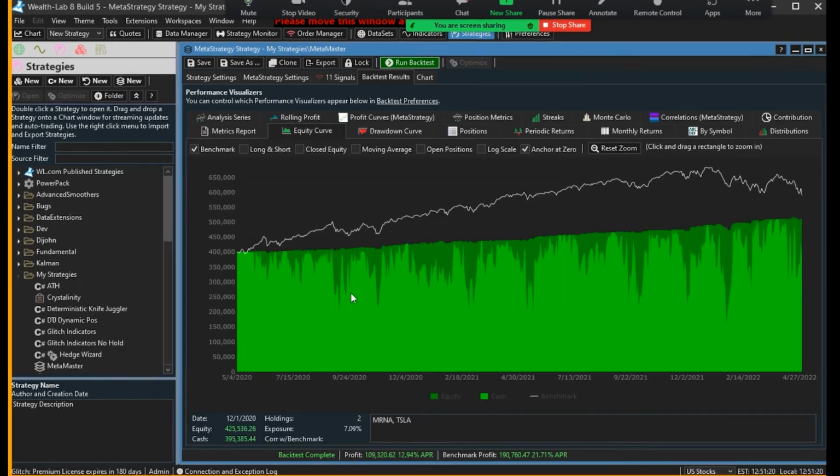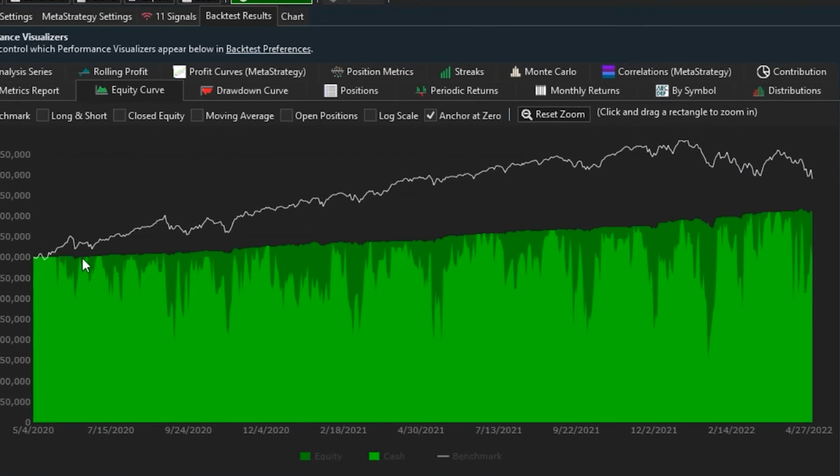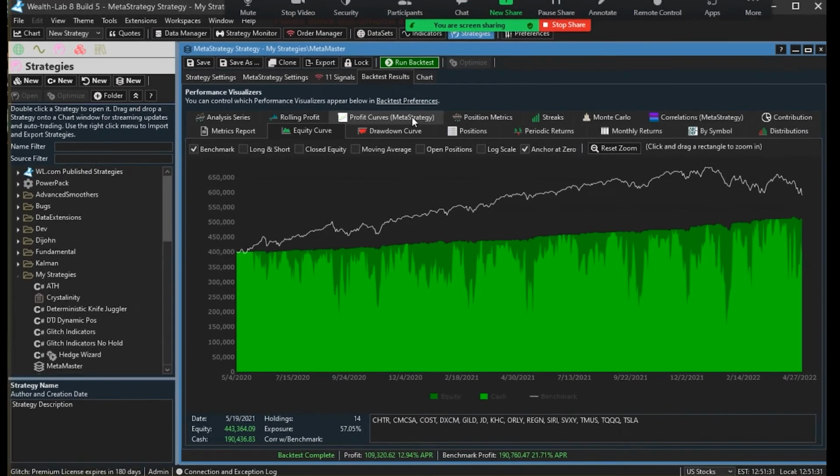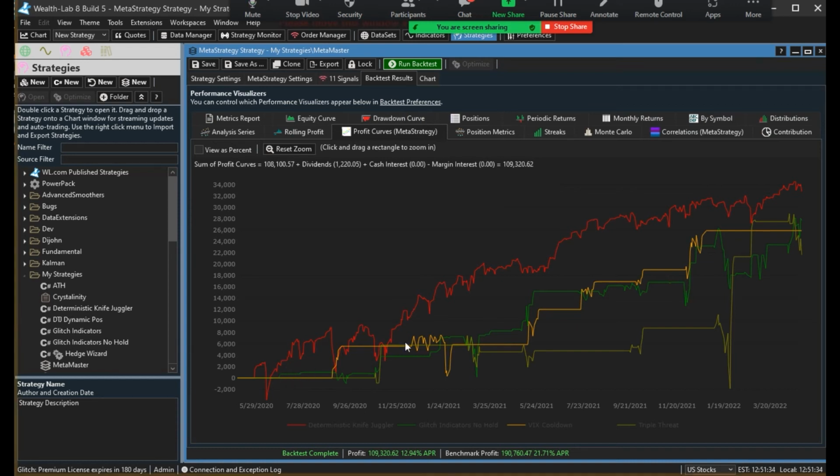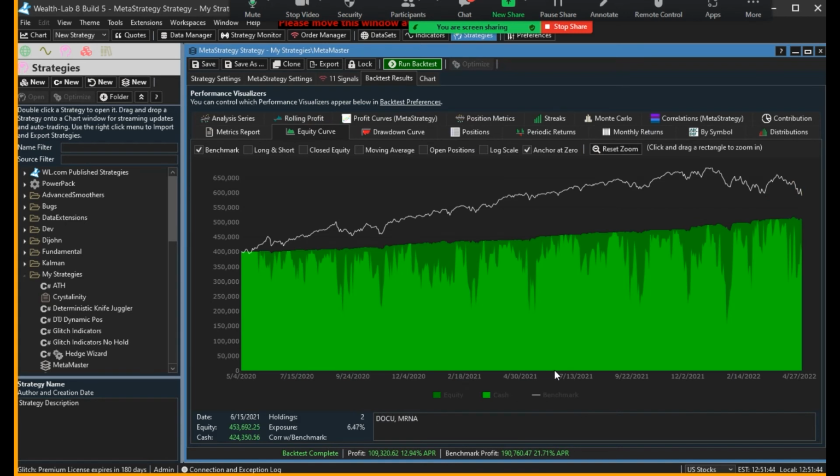strategies run in one meta strategy. So see how nice and smooth this equity curve is. If I look at my individual profit curves, they can be quite jagged in some parts, but altogether it nicely smooths them out. So that's one thing that I like to do: create a meta strategy that brings different strategies together. And I found that can smooth the equity curve.